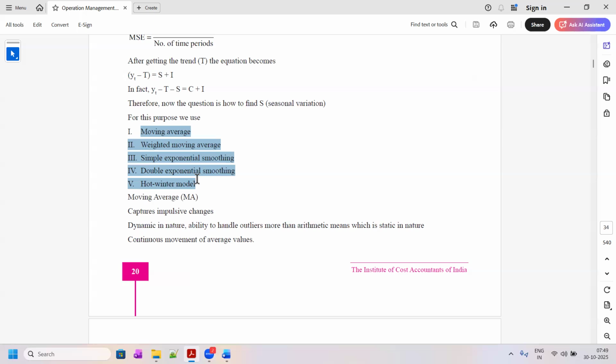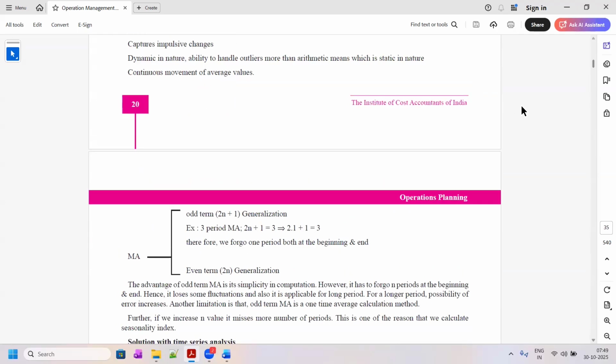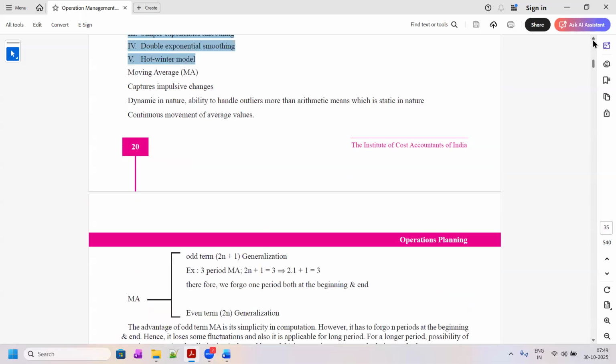Okay, seasonal variation. Basically, when we are trying to study the seasonal variation, we have this method. The first method is the moving average. When we talk about the moving average method, it takes the average of a few time periods, like 3 months or 1 year, to smooth out the short ups and downs.